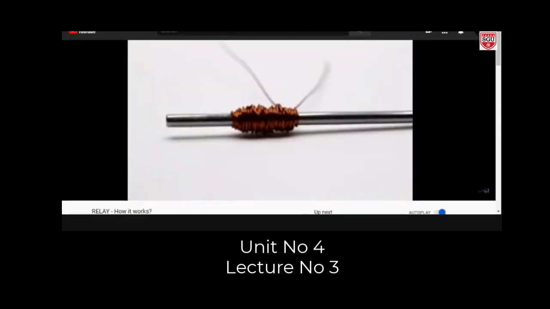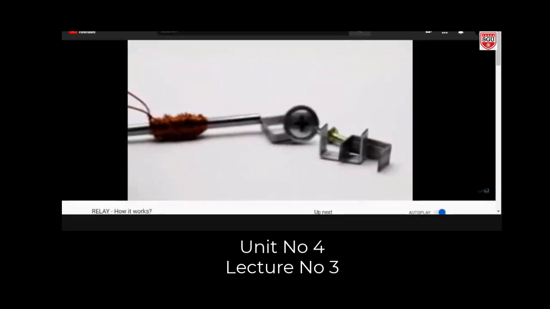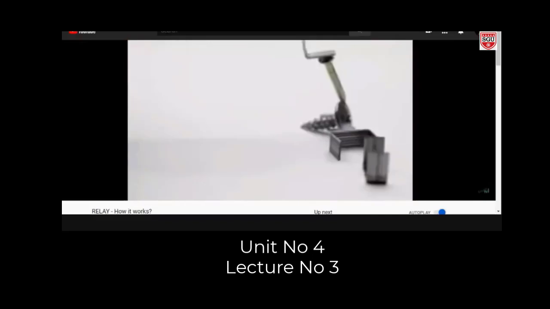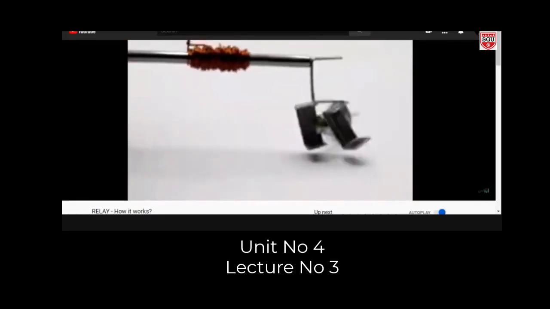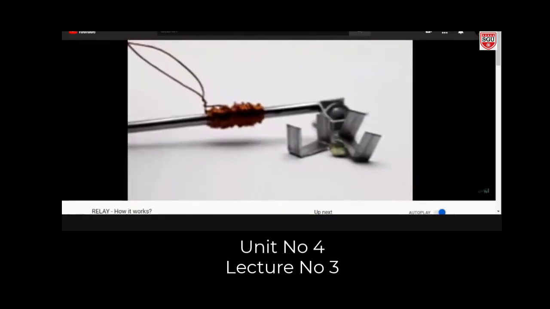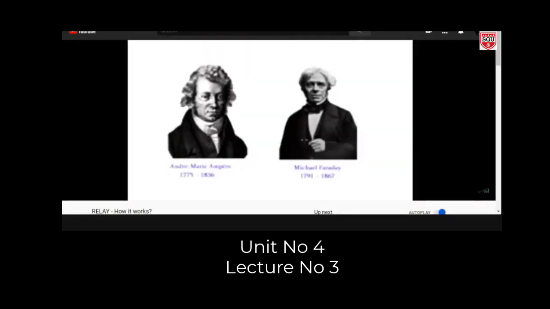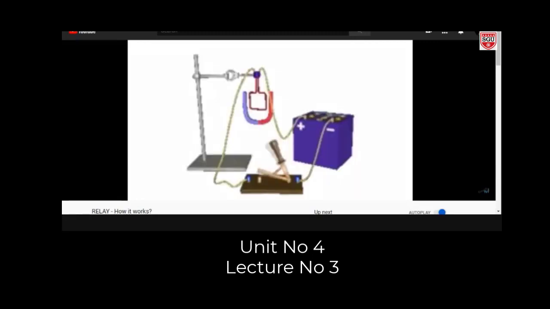If we apply voltage to this coil, the iron core or the anchor will attract ferromagnetic materials, in other words, substances which can interact with magnets. In fact, we have assembled a simple electromagnet. It would be unfair not to mention the legendary names of Andre-Marie Ampere and Michael Faraday, who empirically proved the relationship between electricity and magnetism. This discovery became the basis of our world.